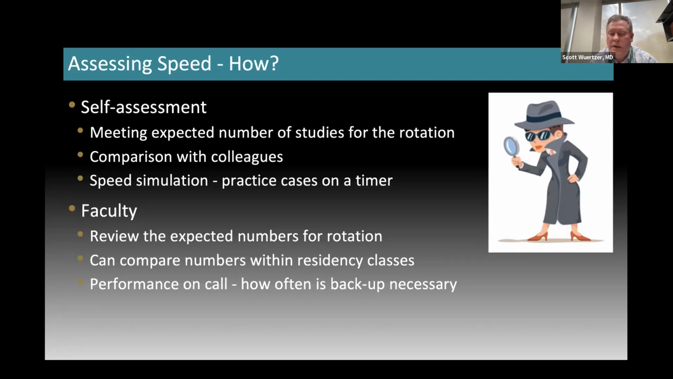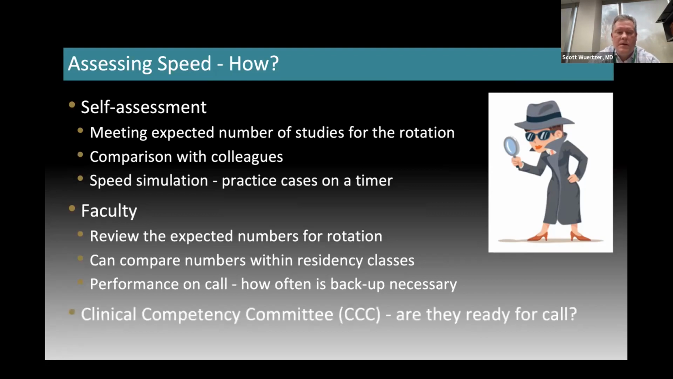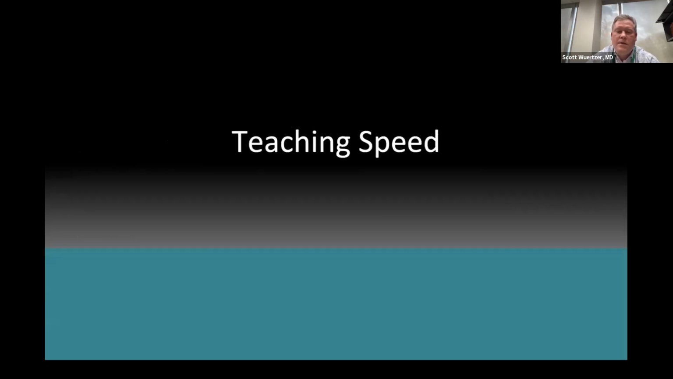If there's someone that needs backup frequently, if it happens one night or two nights, that's not a big deal. But if it happens 7 nights in a row, then that's maybe a tip off that you need to practice some speed or think about speed a little bit. Of course, your CCC can play a big part in this. Aside from the milestones, which we talk about every CCC meeting, you can also get into accuracy and speed. And this is a question that we ask every resident as they progress: are they ready for this next level of call? Embedded in that question is the idea, are they fast enough? Can they do it?